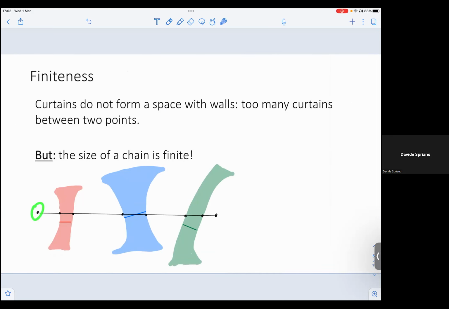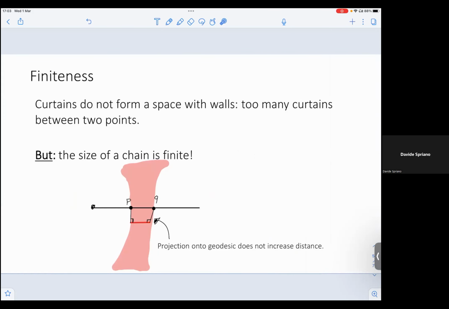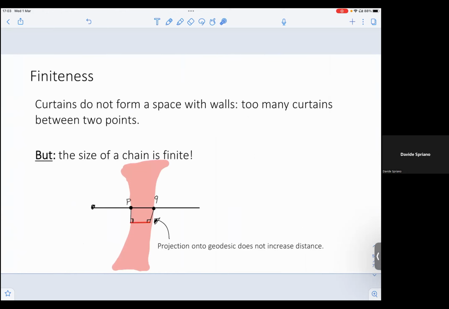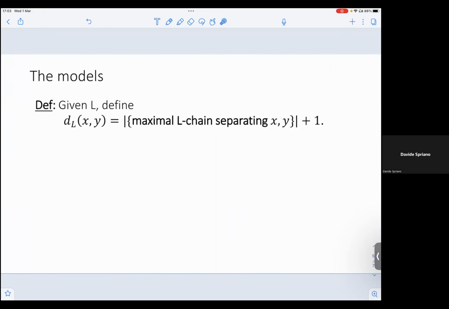And since the distance between my endpoints is finite, I can only fit so many disjoint curtains between them. Right? So that's nice. So this makes the thing slightly more tractable. And now I have all of the definitions, all of the motivation. Let me actually finally define the model.